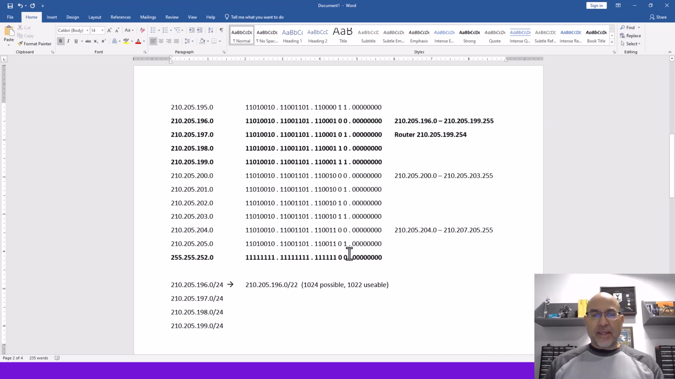Now again, how do we know that? Well, if I did the ANDing for any of these addresses with this mask, they would all get the same value. They would all get 210.205.196.0. And so that is the way that you would take a look at a supernetting problem. We'll do one more here with the Class Cs.